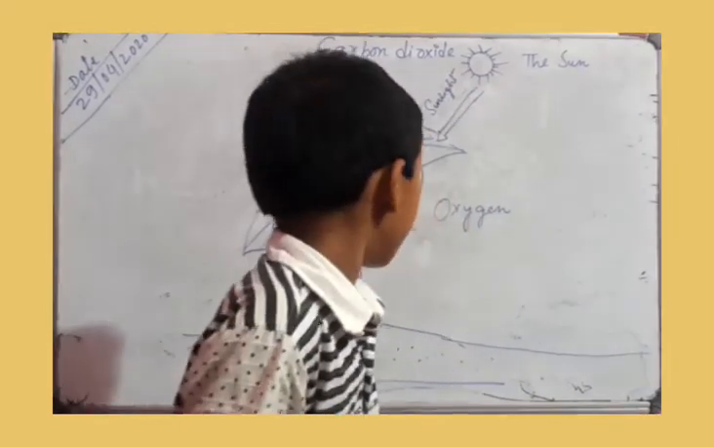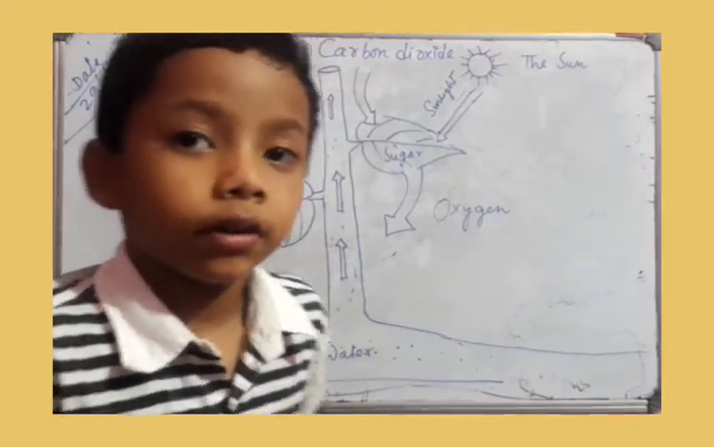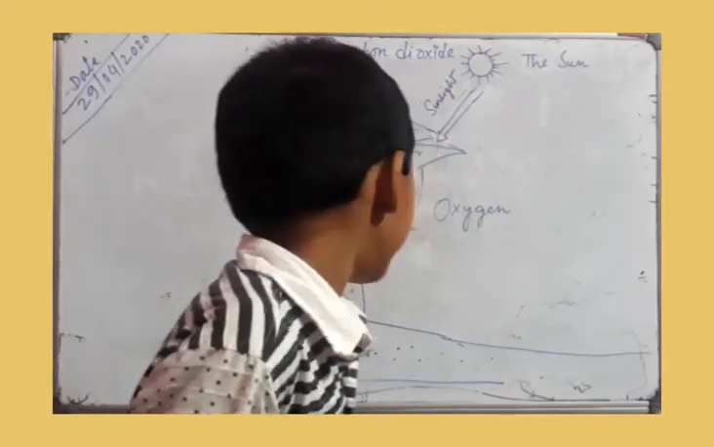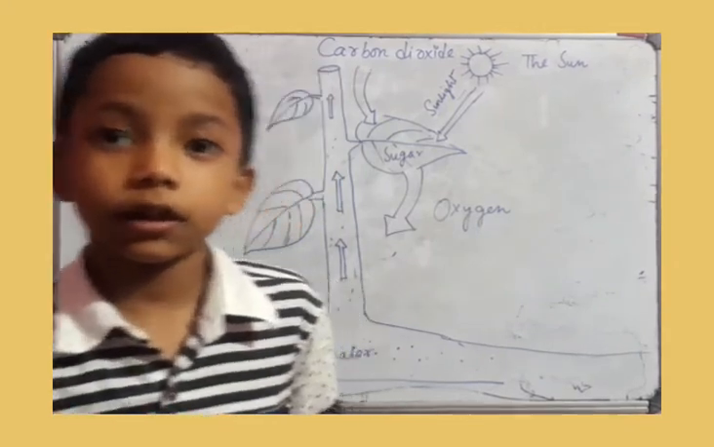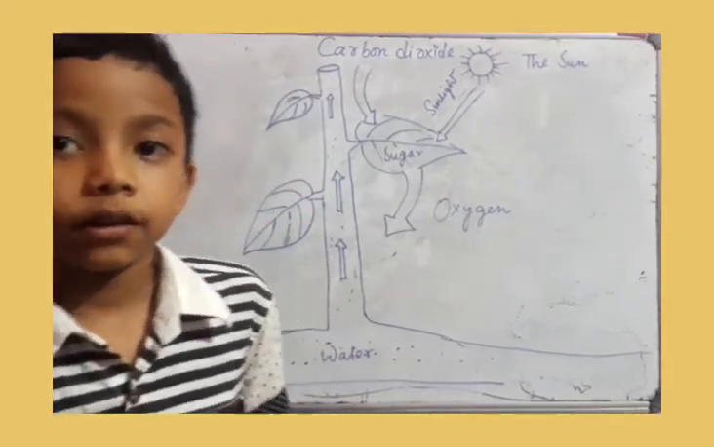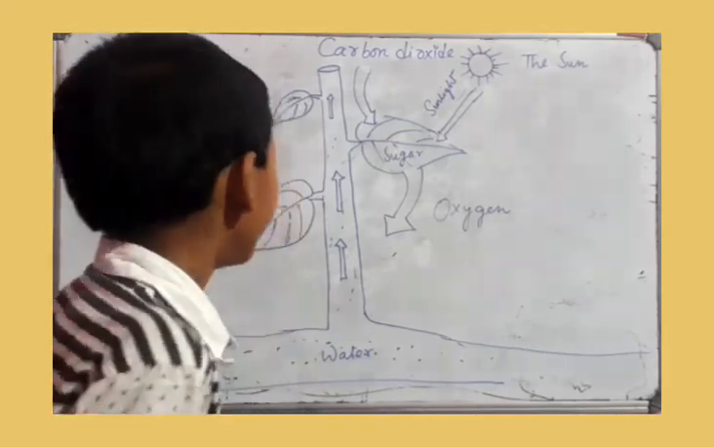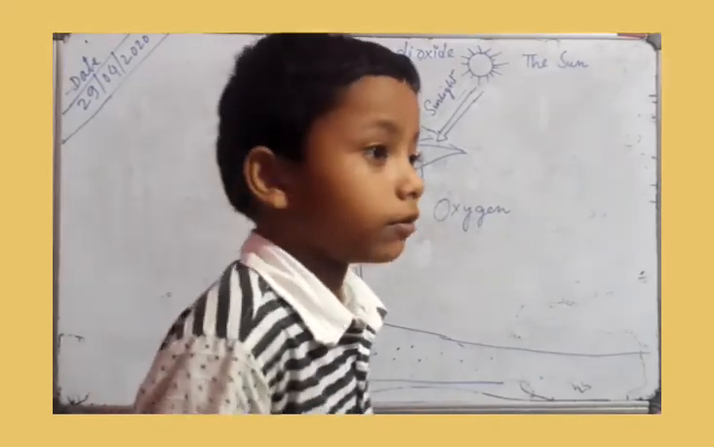So, under the ground, stomata removes carbon dioxide, oxygen, water, which is correct? It is water. Water can remove from the atmosphere. Now let's get back to our video.